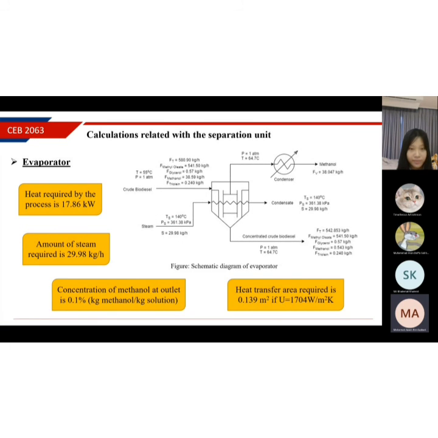The crude biodiesel is then sent to an evaporator unit to remove excess methanol. The outlet liquid stream is assumed to have a methanol concentration of 0.1% kg methanol per kg of biodiesel. In order to achieve this, a total of 17.86 kilowatts of heat energy is required, which is provided by saturated steam at 140 degrees Celsius with a flow rate of 29.98 kilograms per hour. The heat transfer area required for the evaporator is 0.139 meters squared if the overall heat transfer coefficient is assumed to be 1704 watts per meter squared Kelvin.